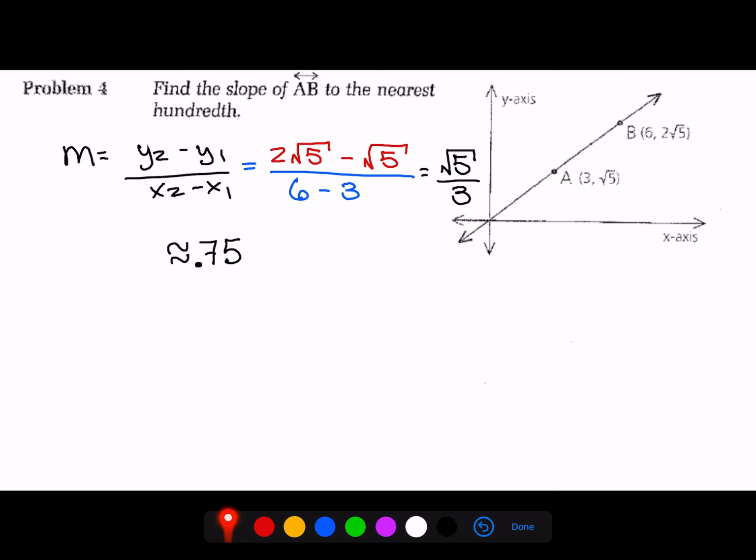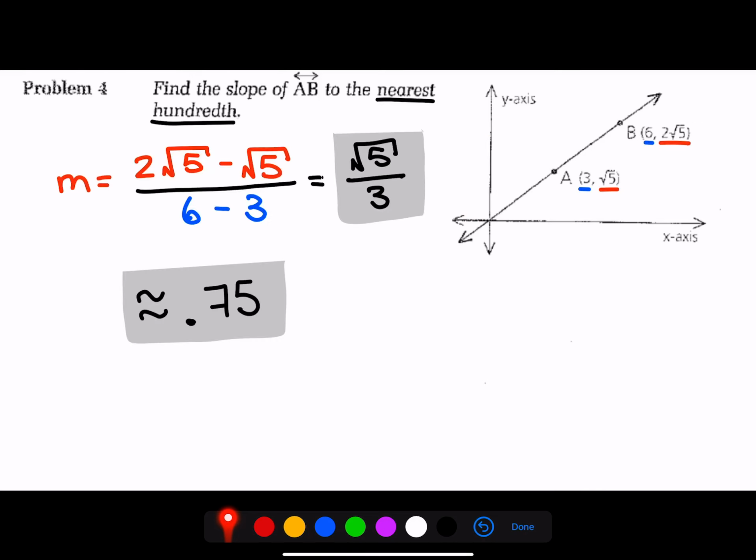Now this is also an acceptable answer, radical 5 over 3. And this is also an acceptable answer of about 0.75. Again, the directions on the actual question will be more specific of round it to the nearest hundredth or leave it as a fraction. So keep that in mind as well. And again, here's our work.